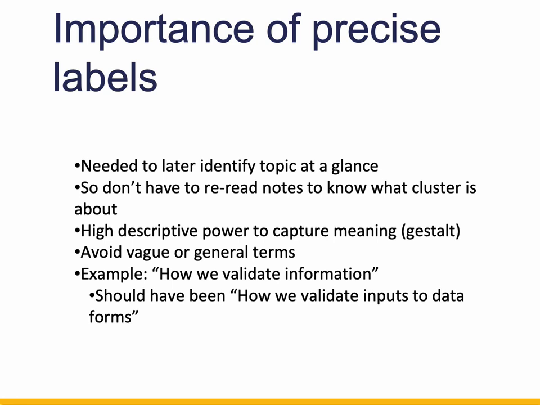Avoid vague general terms, which we've already talked about, but for example, how we validate information, that's vague. That could be form validation, it could be thumbprint validation. So we could say how we validate inputs to data forms, and if you can get even more specific than that, that'd be great. So anything ambiguous, I'll catch once it gets submitted.